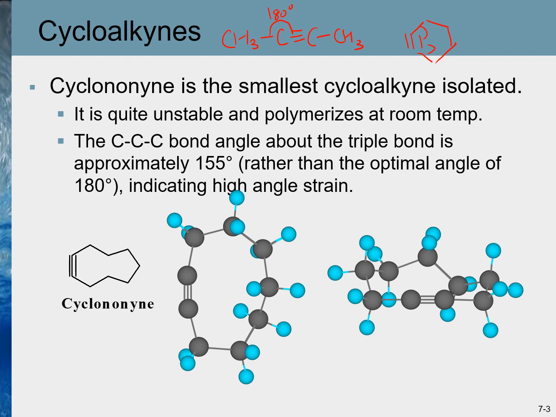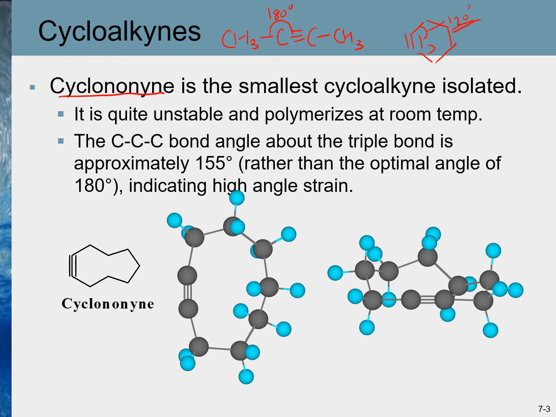For example, a 6-membered cycloalkyne should have a bond angle of 120 degrees, but 120 degrees is extremely small as compared to 180, which would produce a lot of angle strain, making this molecule highly unstable. So cyclohexyne is not found or is not formed. The smallest cycloalkyne which exists is cyclononyne. Even then it is quite unstable and it polymerizes at room temperature.